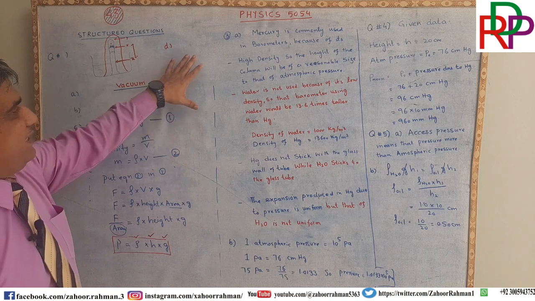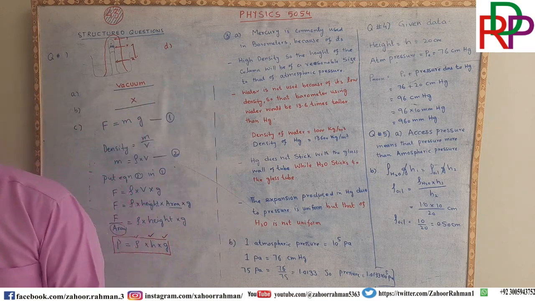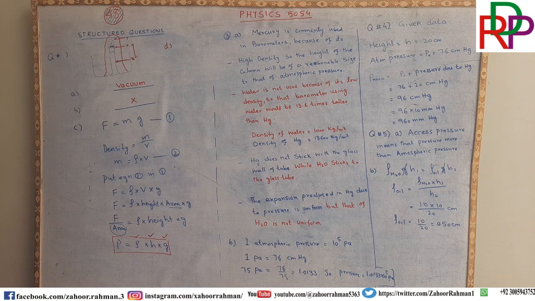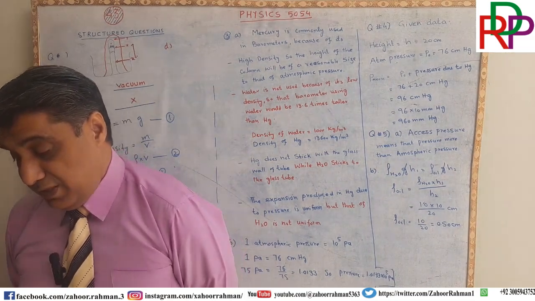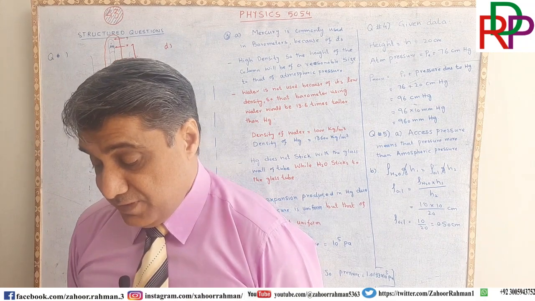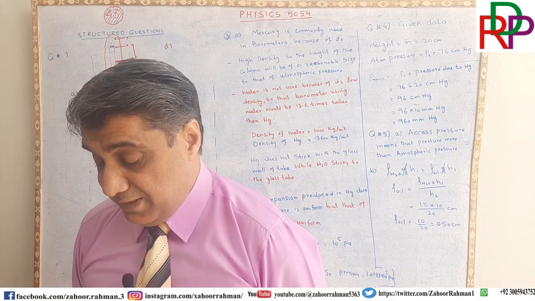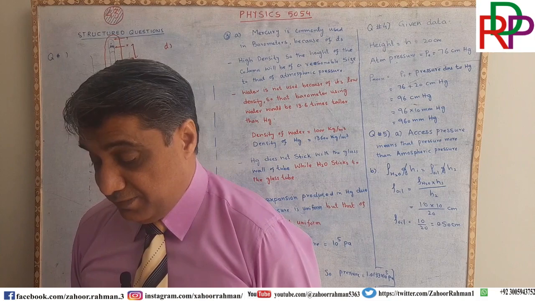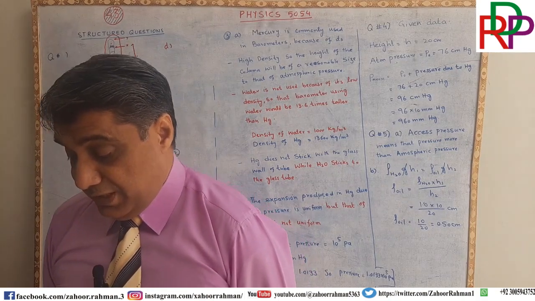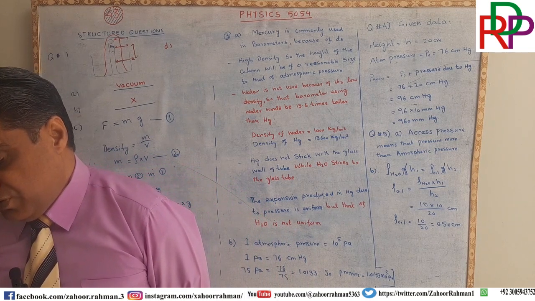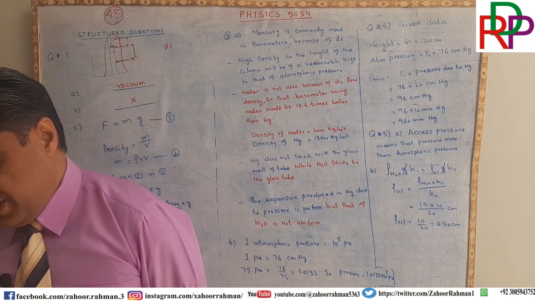Okay, now we are turning our focus to question number 3, which is on page number 112. Part A is saying: describe with the aid of a diagram how a mercury barometer is set up in a laboratory. Why is mercury used and not water?